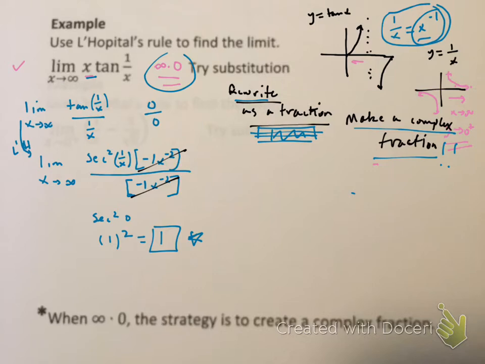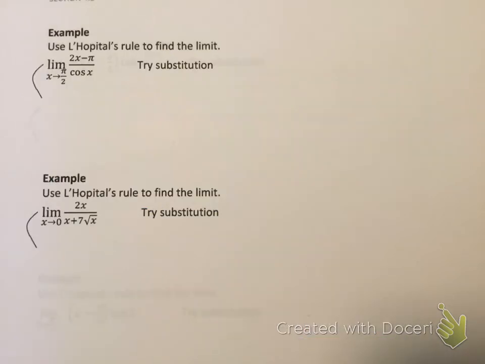All right. So anyway, you can kind of see this here: when it's infinity times 0, then the strategy is to create a fraction. Sometimes it's a complex fraction. It's not always a complex fraction. So let me move that back, and you can have that whole screen then. All right, let's keep going.